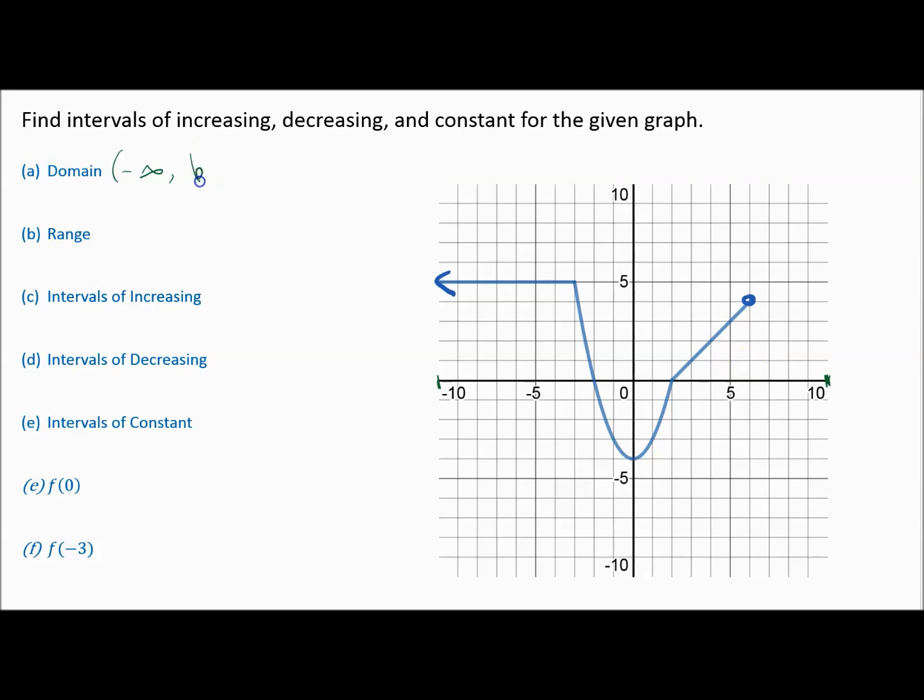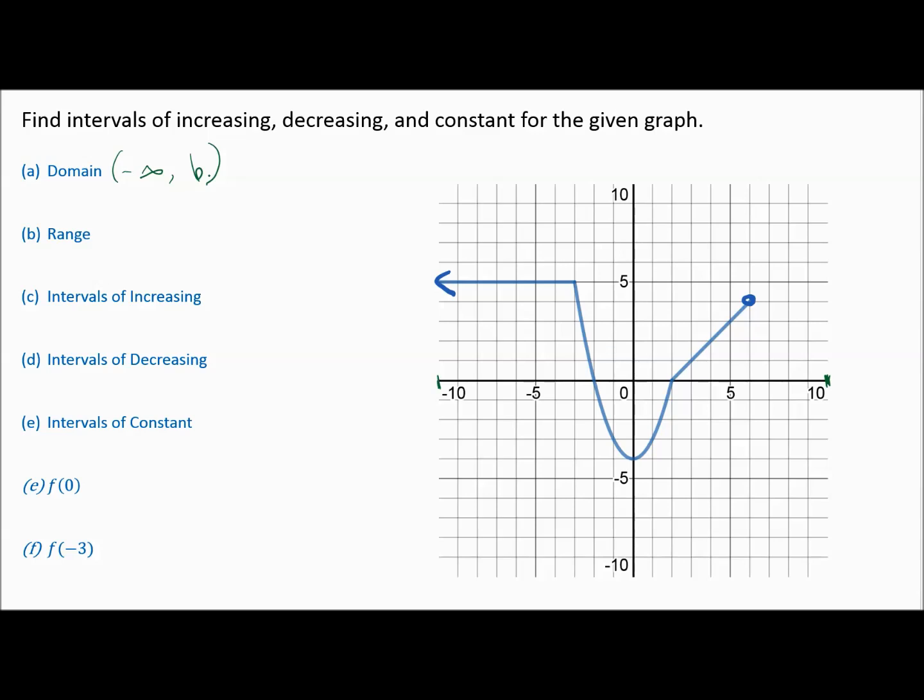My next question to you is, does it include the 6? Well, no, there's an open circle there. I had to manually put that in myself because Desmos, the algebra system that I use to create my graphs, doesn't put these open circles on there, and so I have to put them in myself. But negative infinity to 6 is the domain.